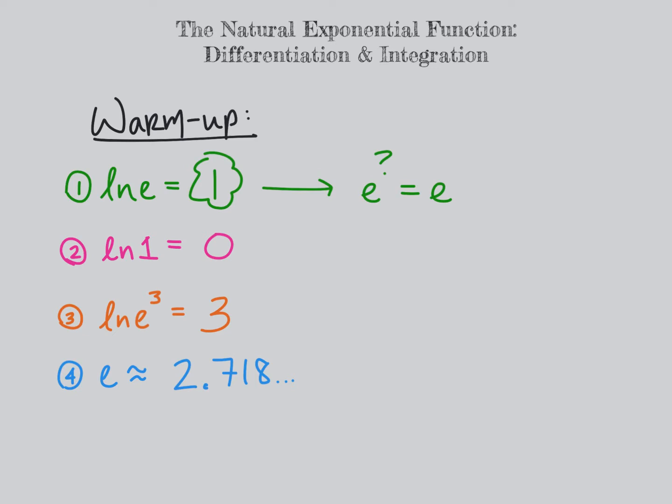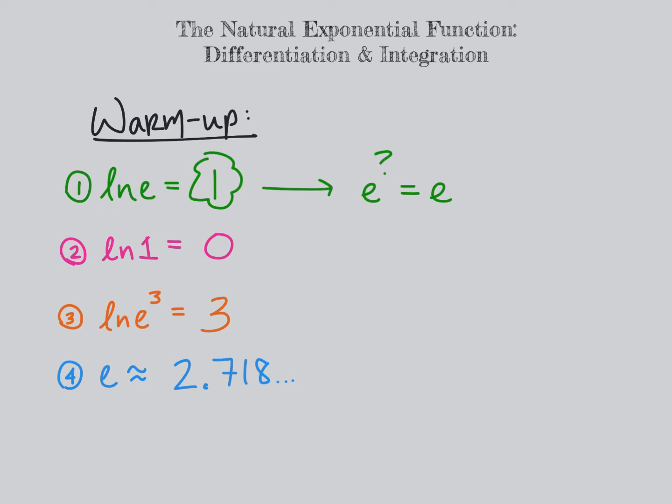Logs and natural logs are just fancy ways to represent exponents. So this is saying what's the exponent required to get from our base of e up to e? Just 1. So it is imperative that you know that the natural log of e is 1.